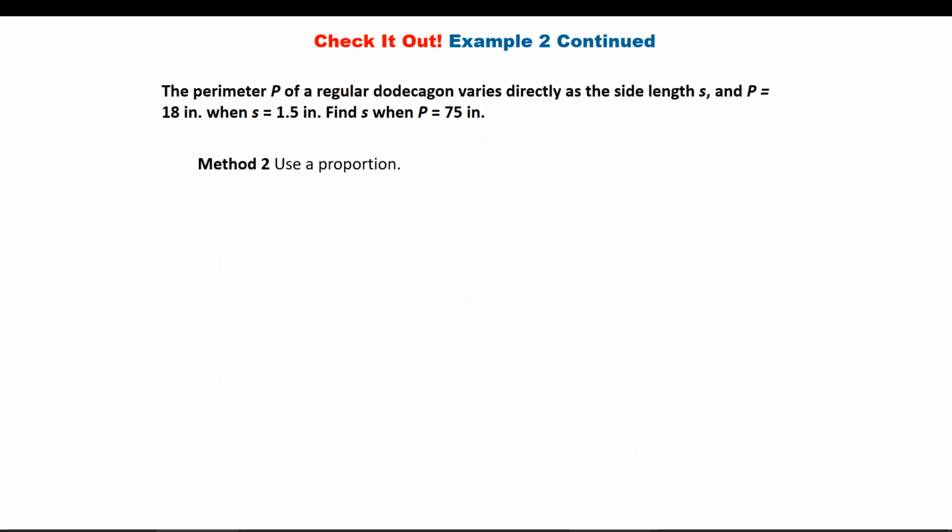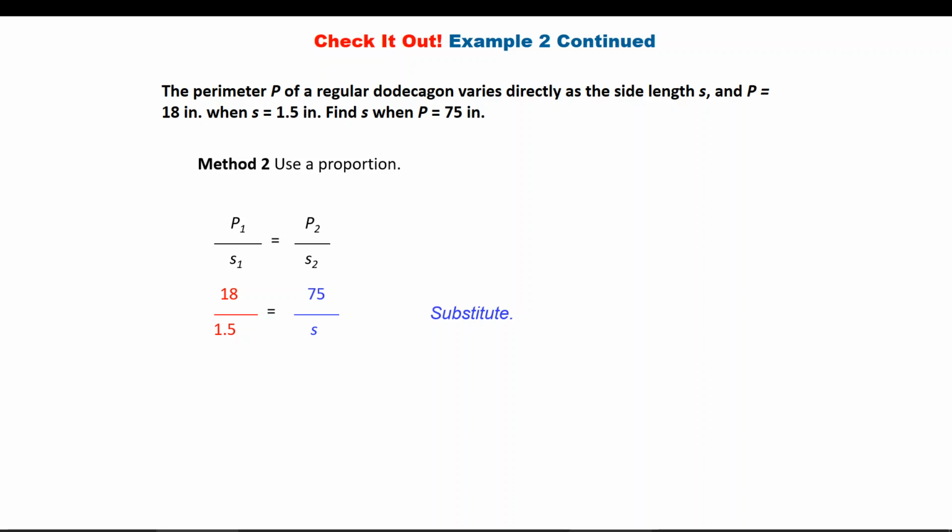Okay, here's the second method you could have tried to use. Doing this one, we're going to use the proportion, and we see that the perimeter is to the side as the perimeter 2 is to the side. Substituting in with what we know, 18 is to 1.5 as 75 is to s.